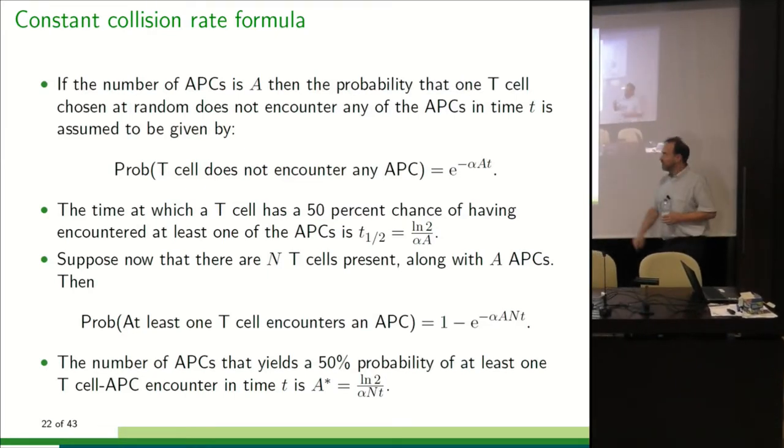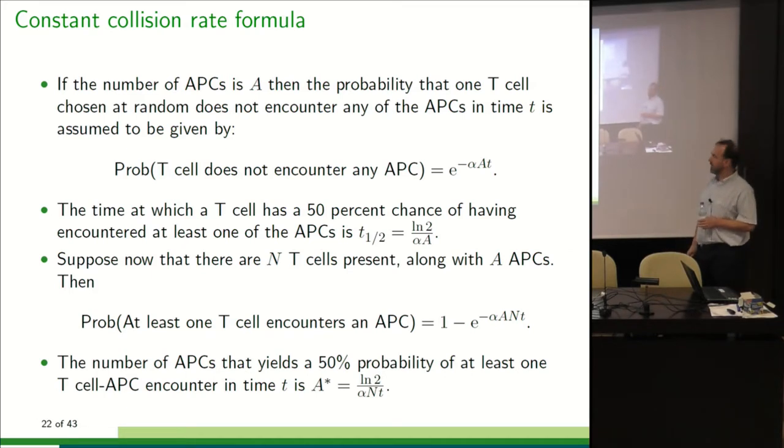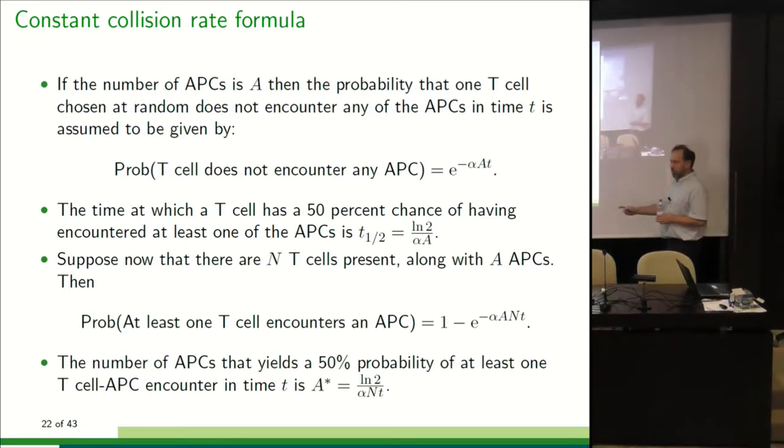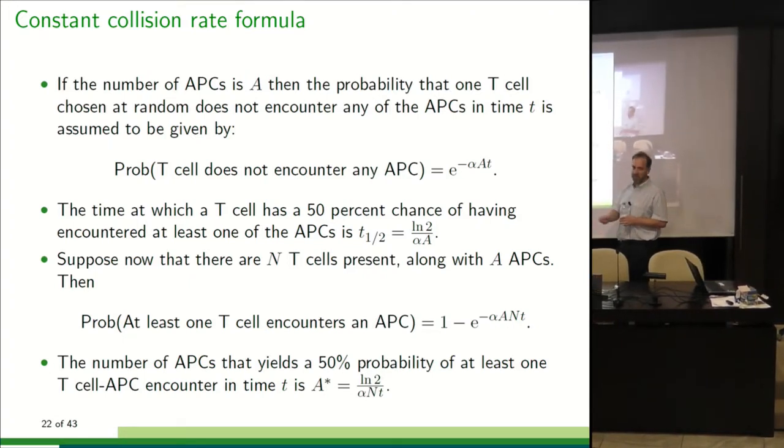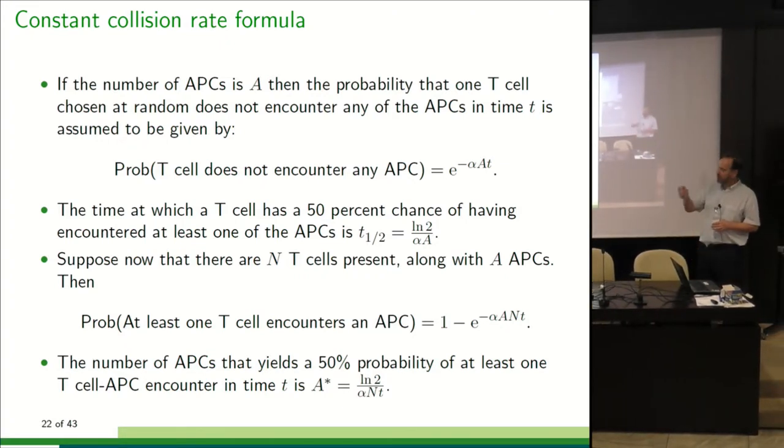Probability a T cell doesn't find any of the targets. What about the time at which a T cell has a 50% chance of having encountered at least one of the APCs? Here we go. Log 2 divided by alpha A. Alpha is a rate, 1 over alpha is a time.